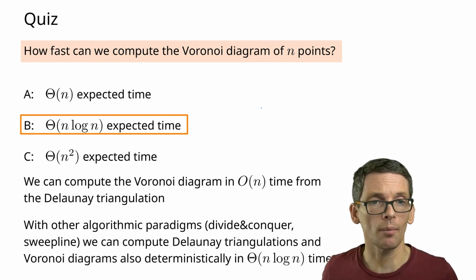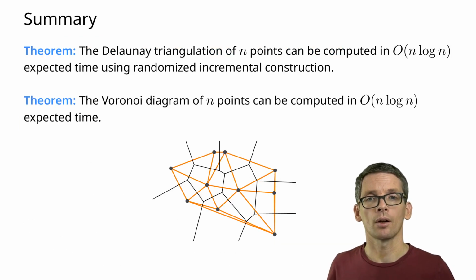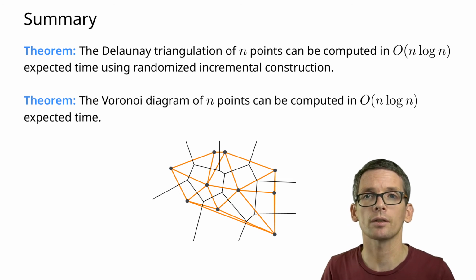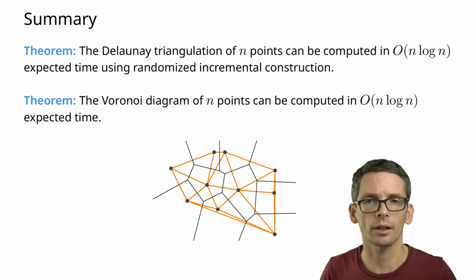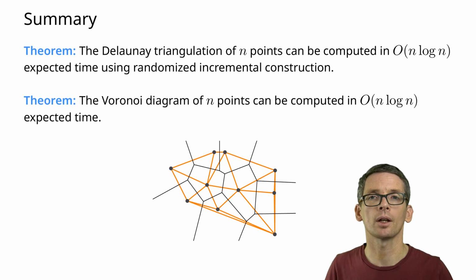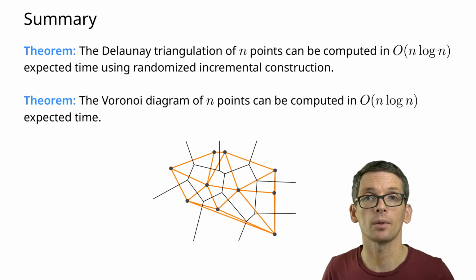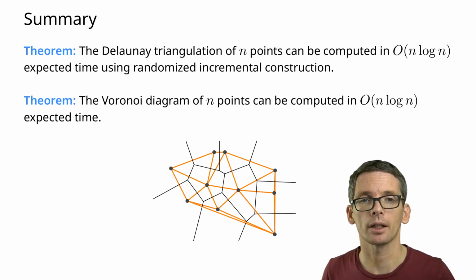So to sum things up, we've seen how to compute Delaunay triangulations, and as such also know how to compute Voronoi diagrams in order n log n time using a randomized incremental construction.